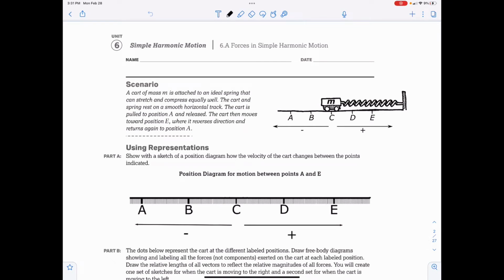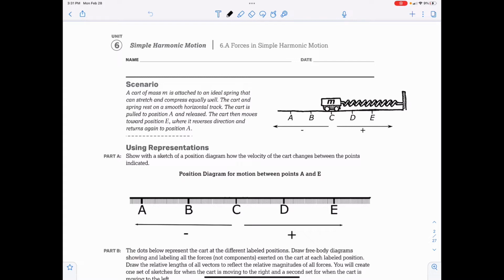Hello, in this video tutorial we're going to look at AP Physics 1 Workbook, Unit 6, Simple Harmonic Motion. Let's begin. Remember to pause or rewind the video as necessary.